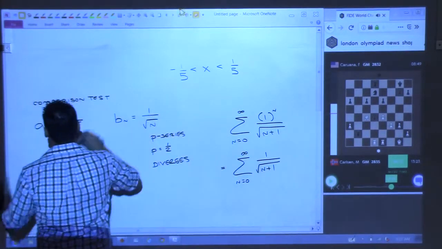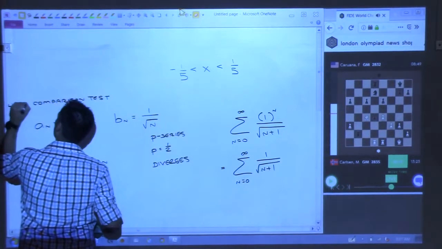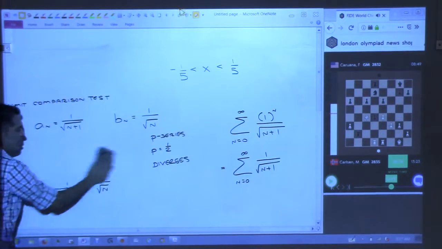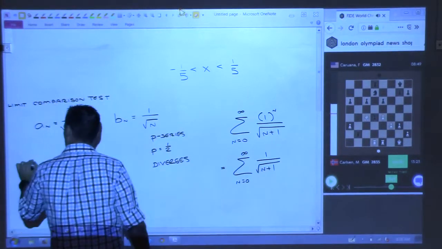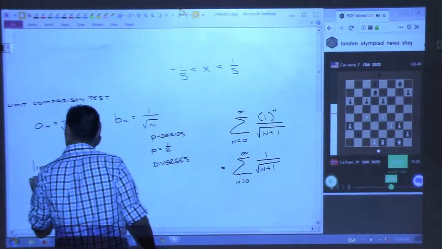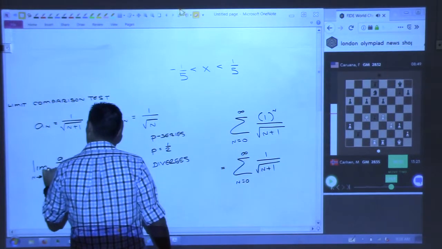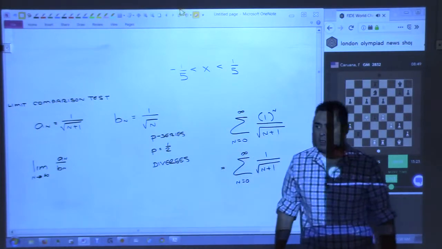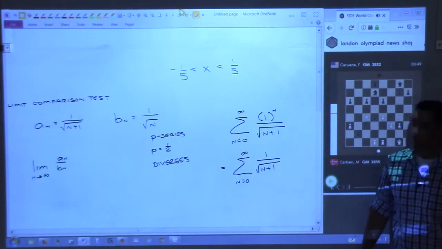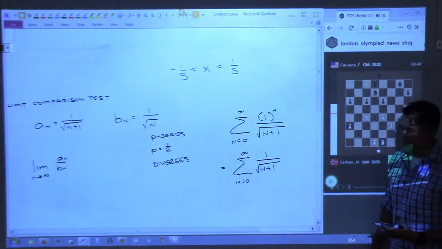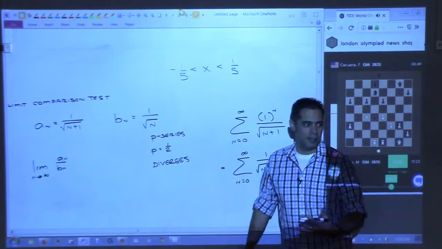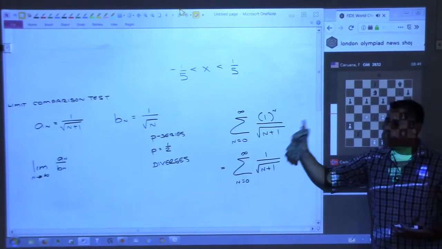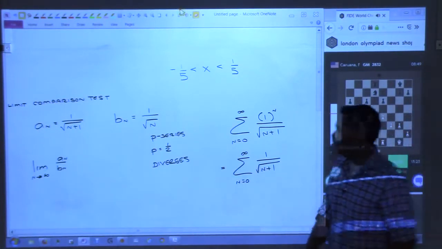Yeah. So if we change this to limit comparison instead, then we still use a sub n and b sub n, right? But we don't do this anymore. What we do is the limit as n goes to infinity of a sub n over b sub n. And what are we hoping to get here? You can look at your sheets. It's fixed, positive, right? Has to be a positive fixed number. Okay? So let's do this.